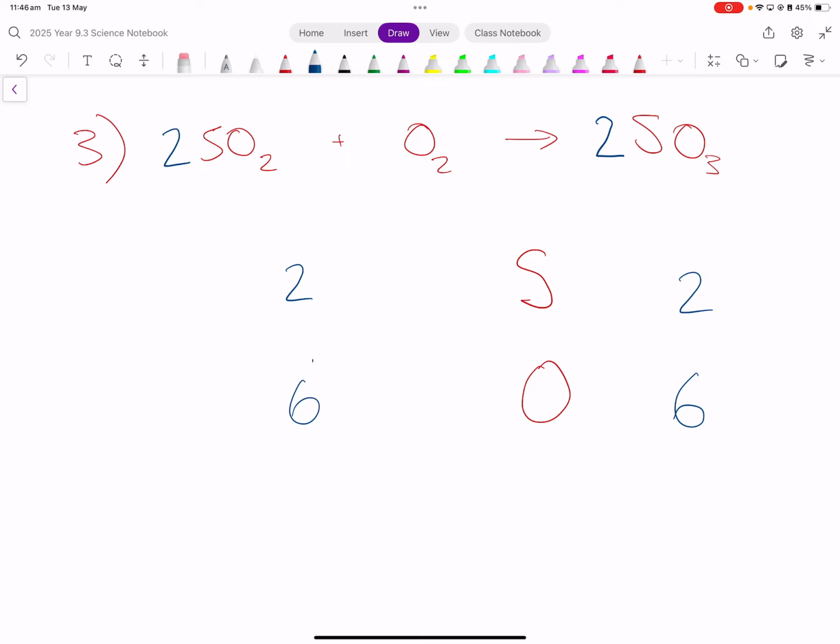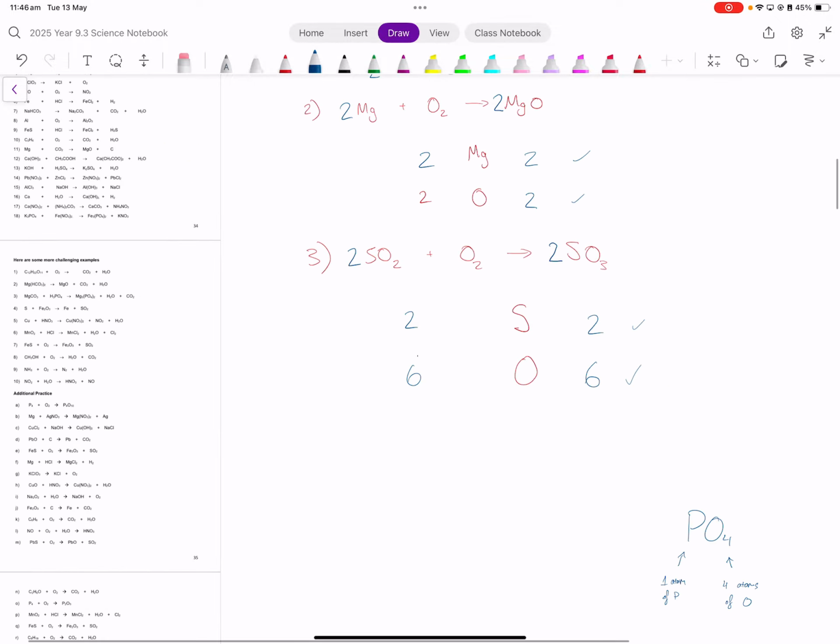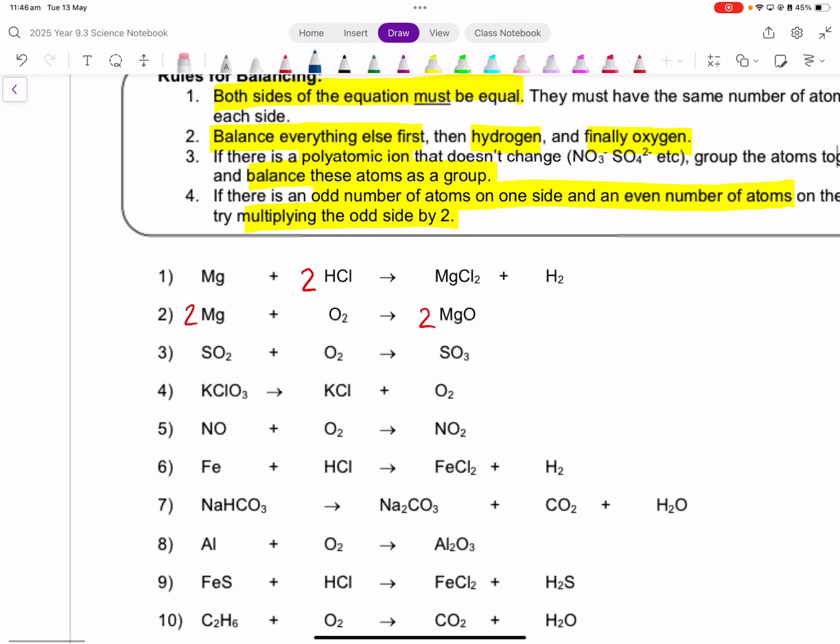So I now double check everything. I'm checking sulfur, 2 and 2, happy, and I'm checking oxygen, 6 and 6, also happy. So this gives me my balanced final equation. So I go back to this one over here, and I'm going to fill in 2 sulfur dioxides, 2 sulfur trioxides, and everything is nice and balanced.